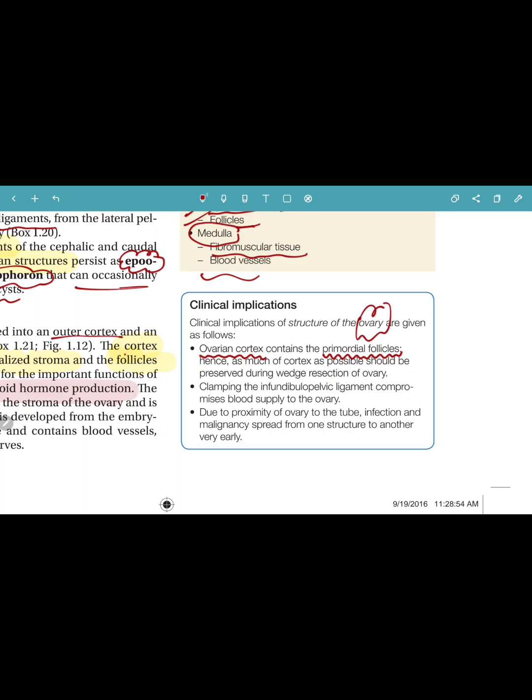Hence, as much of cortex as possible should be preserved during wedge resection of the ovary. It should be preserved during wedge resection of the ovary.